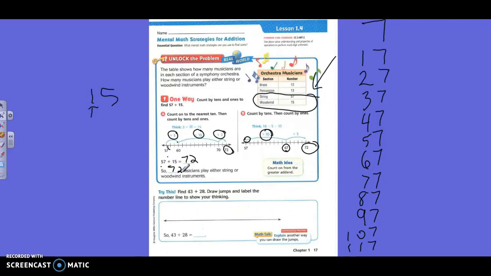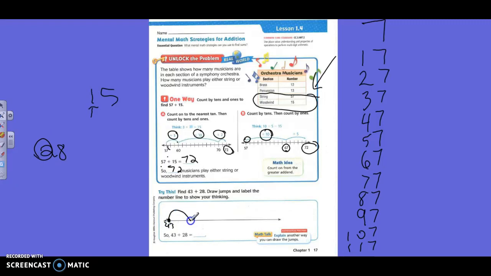Now, let's go to find this. 43 plus 28. What do we start with? Which of those numbers are we going to start with? 43. Because it is the bigger number. Now, 28. How many tens does it have? What number is in the tens place? Everybody? 2. So let's jump 2 tens.